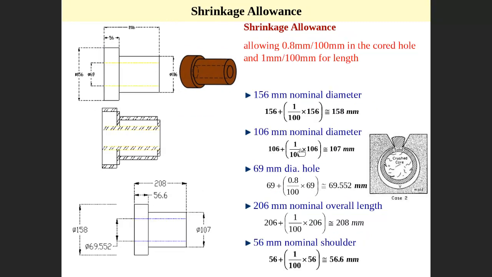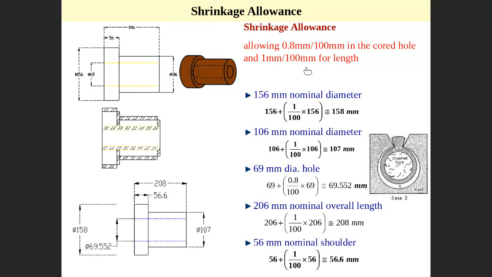Next, where we stop here, is shrinkage allowance. Shrinkage allowance is very simple. Actually, it is also known. The allowance is 0.8 millimeter for 100 millimeter in core. For core, which is the inner dimension, 0.8 millimeter for 100. If you talk about the length or dimension, 1 millimeter for every 100 millimeter.